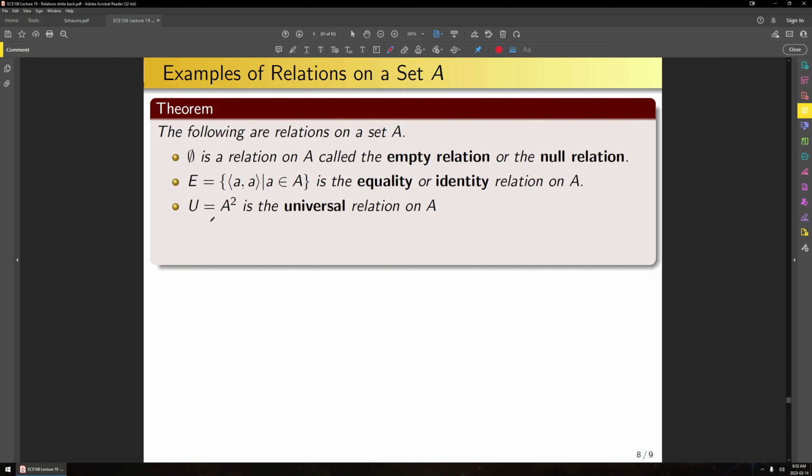Okay. This guy, if I take A squared, that obviously is a subset of A squared. It's called the universal relation. It's the biggest one you can pick. Everything's related to everyone. And finally, this last idea comes in handy for a couple of various things. One is actually for computing inverses of functions. If R is a relation on A and B is a subset of A, then I can restrict that relation to this subset.